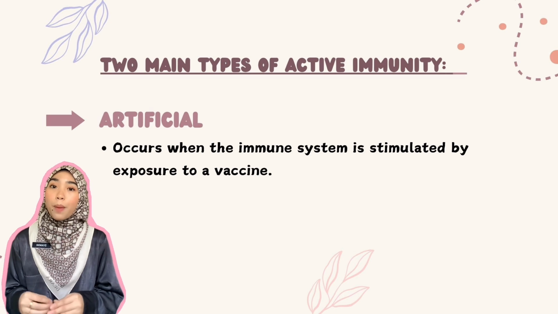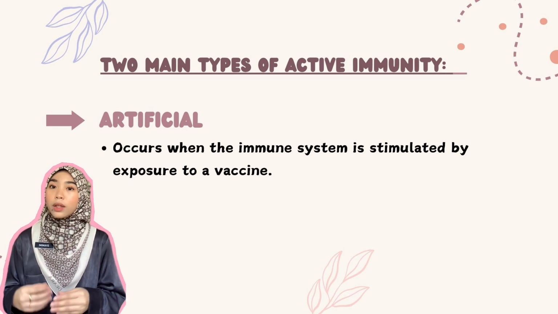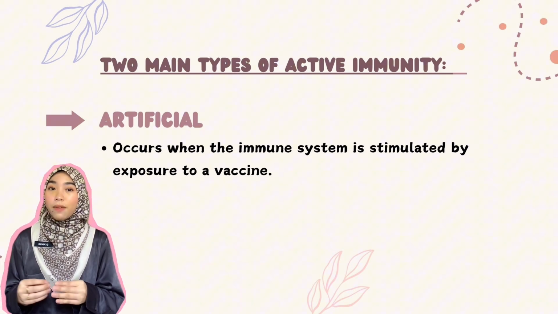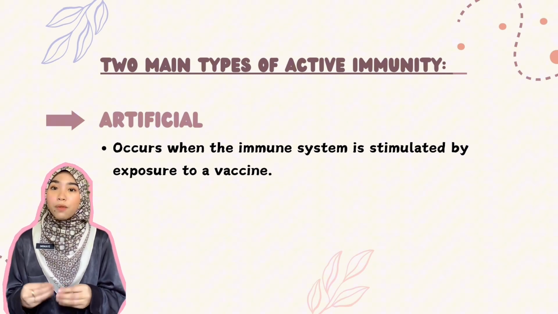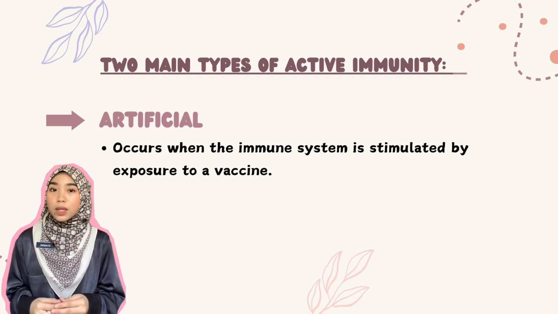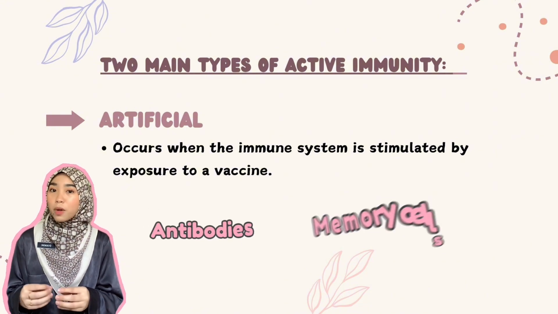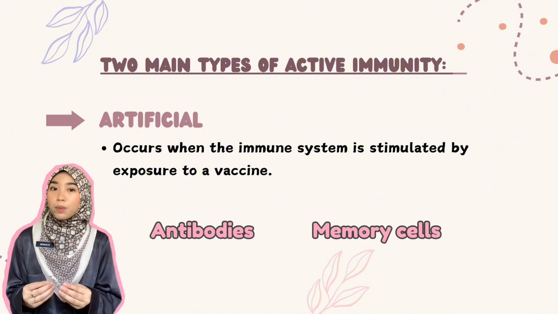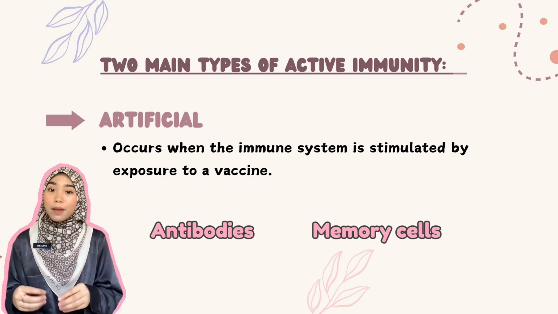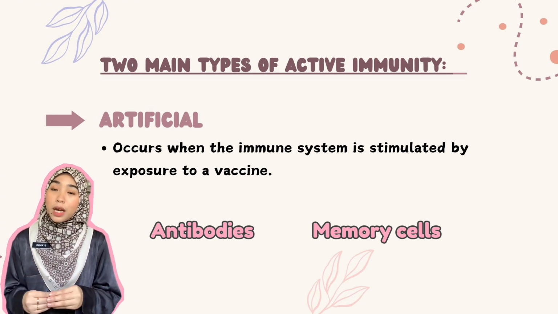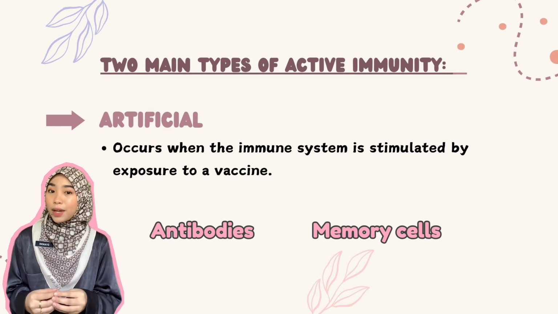Vaccines are designed to mimic the presence of the pathogen without causing illness. When a person is vaccinated, the immune system recognizes the antigen in the vaccine as foreign and mounts an immune response by producing antibodies and memory cells. If the person is later exposed to the actual pathogen, the immune system can quickly recognize and eliminate it, preventing the development of the disease or reducing its severity.